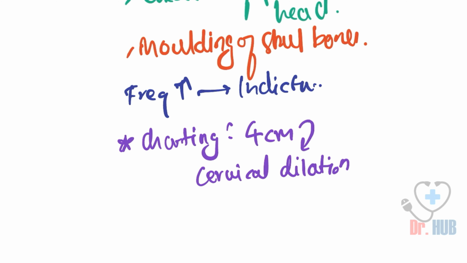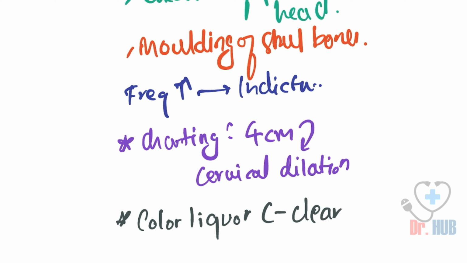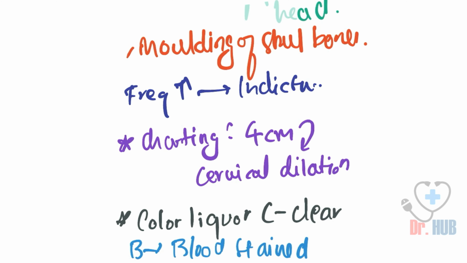And what about the color of the liquor? The color of the liquor is mentioned as C, which means it is clear. B is for blood stained. And then we have M, which, as we know, is for the meconium.